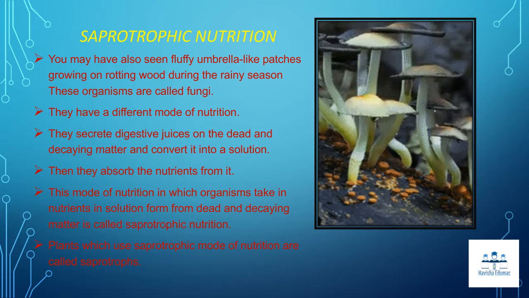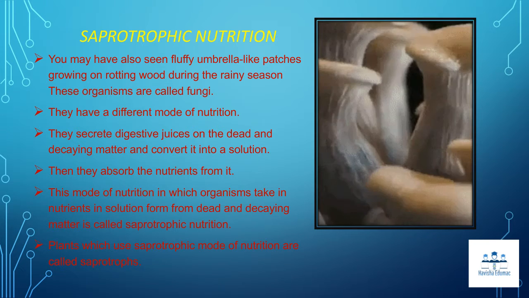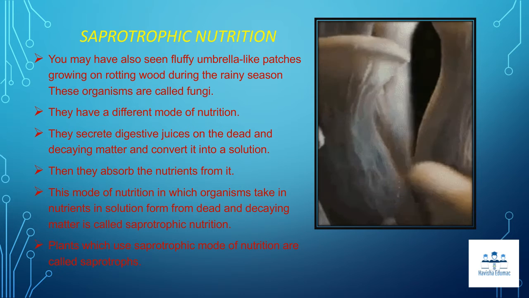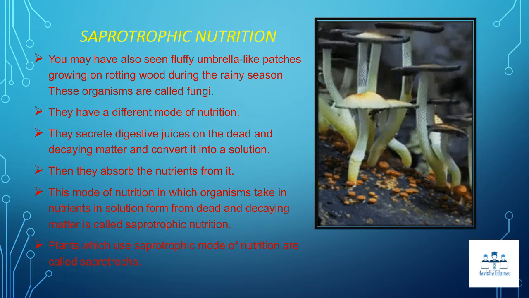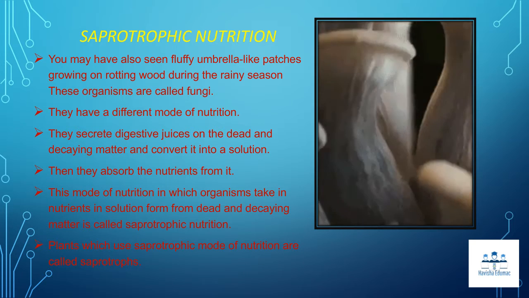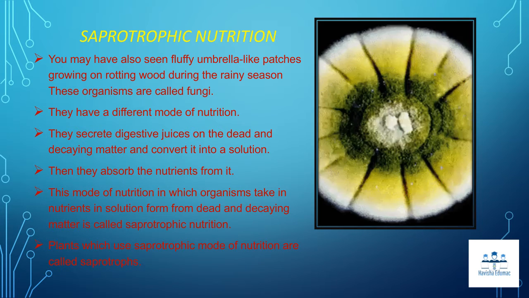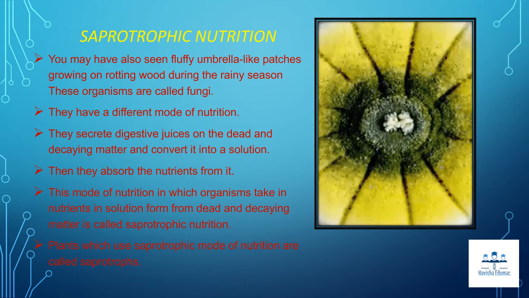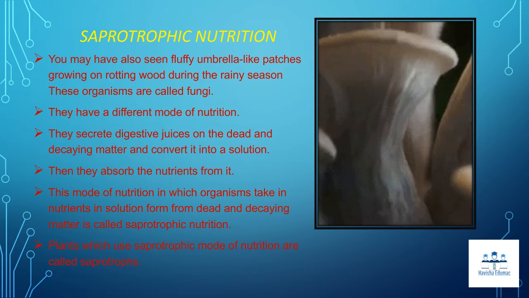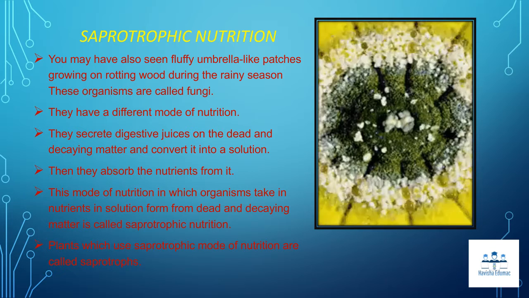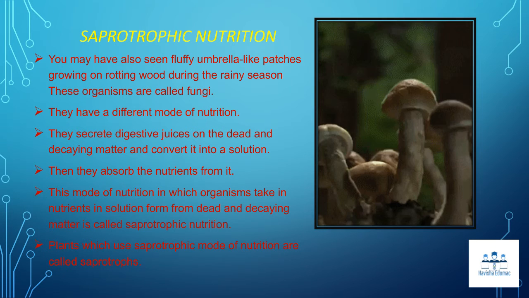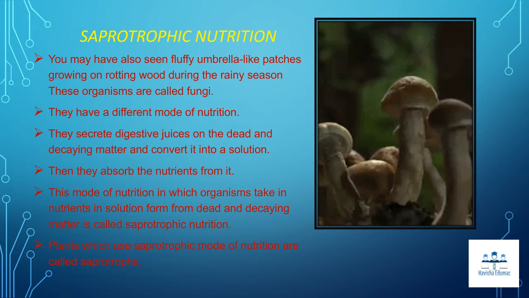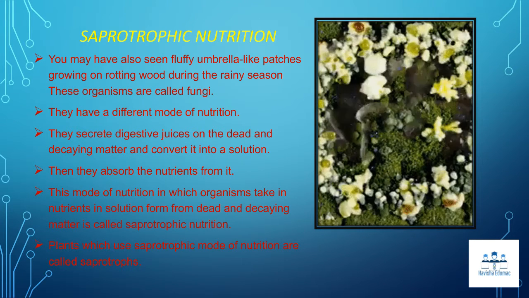They secrete digestive juices on the dead and decaying matter and convert it into a solution. Then they absorb the nutrients from it. This mode of nutrition in which organism takes nutrients in solution from the dead and decaying matter is called saprotrophic nutrition. Plants which use saprotrophic mode of nutrition are called saprotrophs.